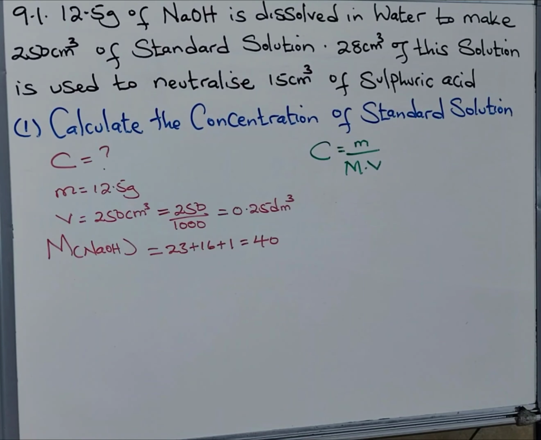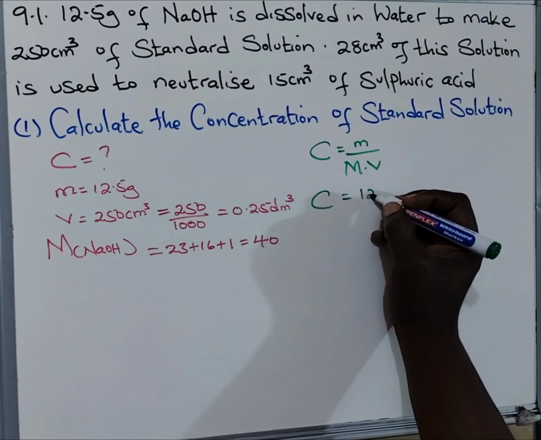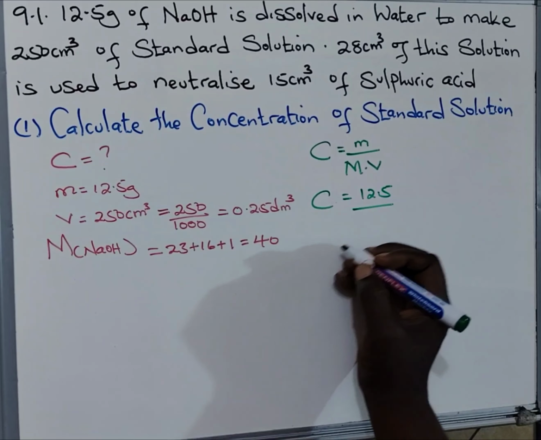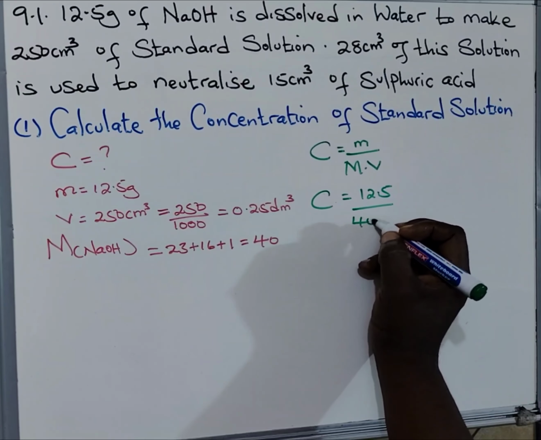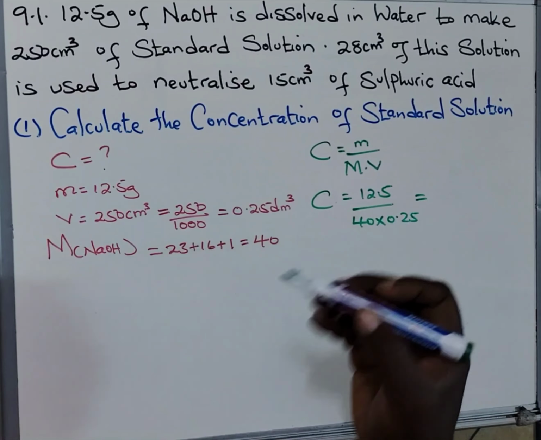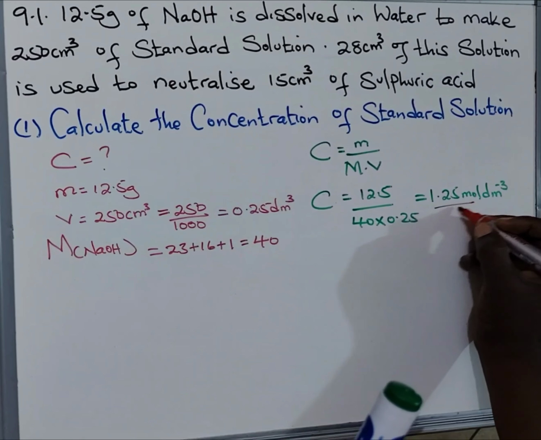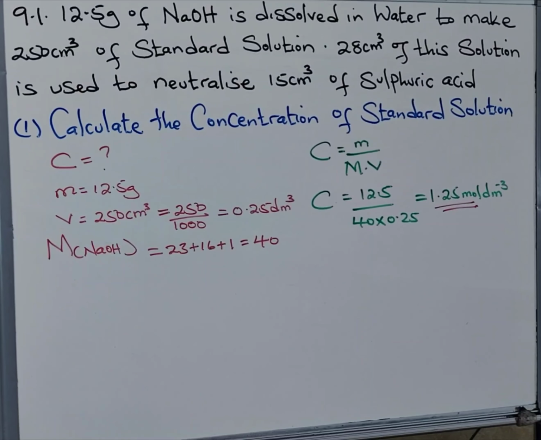Okay, so the information we have is now enough to use. So we come and substitute. You say concentration is equal to mass, which is 12.5, divided by molar mass, which is 40, times volume, which is 0.25. What you get there is going to be the concentration of sodium hydroxide in moles per cubic decimeter. So that is it. The concentration of our standard is 1.25 moles per cubic decimeter.